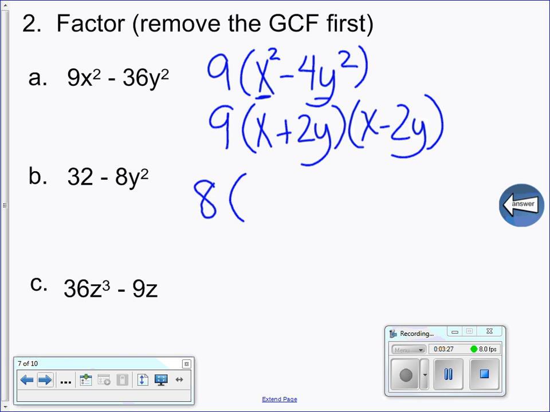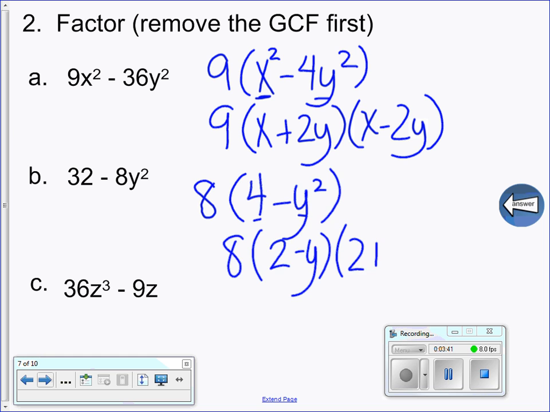All right, second one, my GCF is 8. So I factor that out, and I get 4 minus y squared. First term's a perfect square, second term's a perfect square. So I get 2 minus y, 2 plus y.